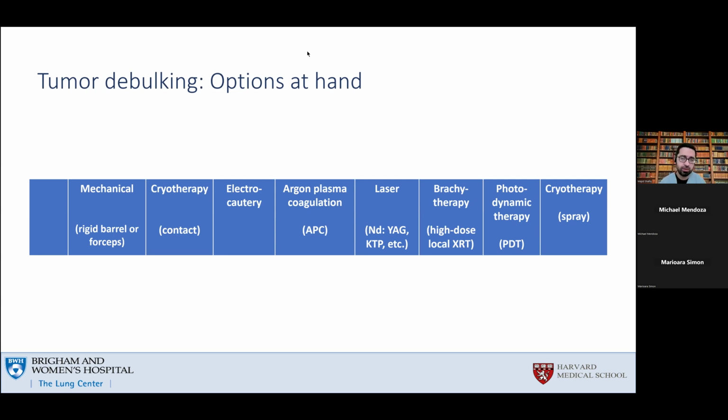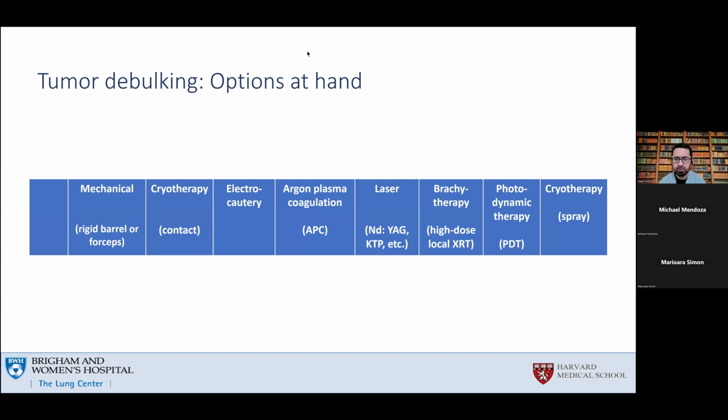And by the way, when I say cryotherapy here, I'm thinking really about contact cryotherapy that involves a cryoprobe that you touch the lesion with. And there's electrocautery, there's argon plasma coagulation or APC, and then there's laser. All three of these are what we call hot therapy. They all involve raising the temperature of the target lesion and causing essentially some of it to evaporate.